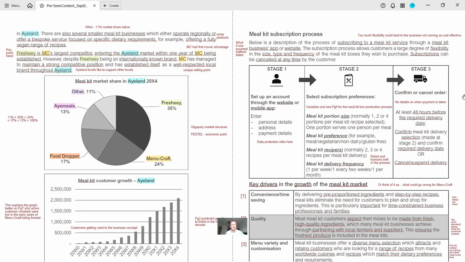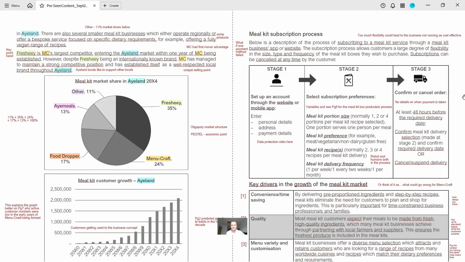I've also put in my notes that there is a data protection risk here because we've got actual customers' personal details, address, payment details. So it could lead to a lawsuit, it may lead to sort of ethical issues, just something for you to get down in your notes. Then we have the variables that we've talked about in terms of the different meal kit options that are part of the process. So you can see underlined different sizes, different preferences, different recipes, and the frequency on there as well. We've got robots and humans both in the stage 2 process when it comes to actually getting the orders ready.